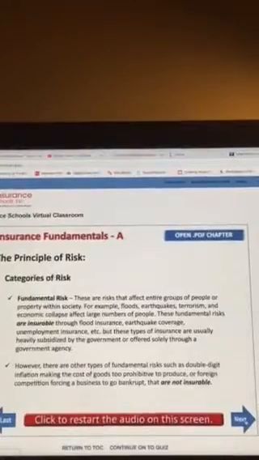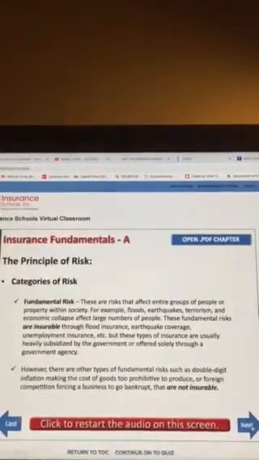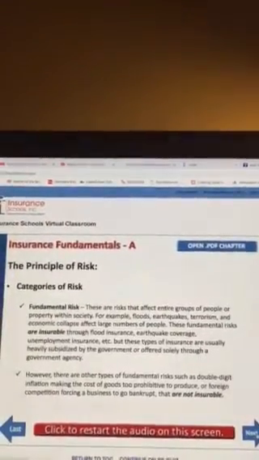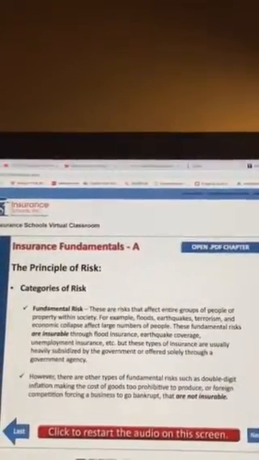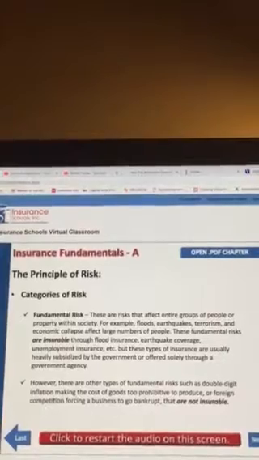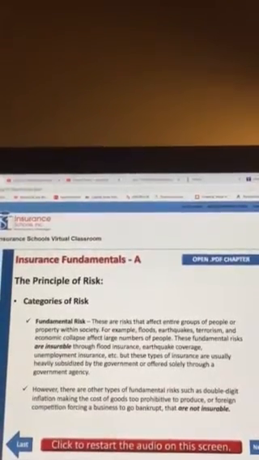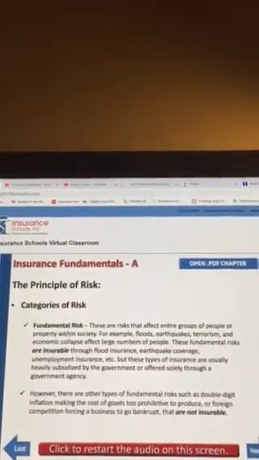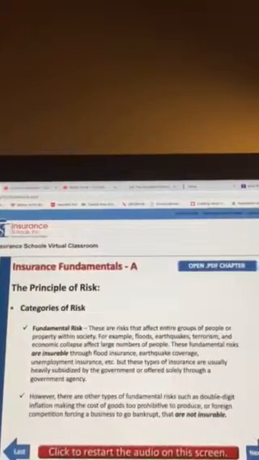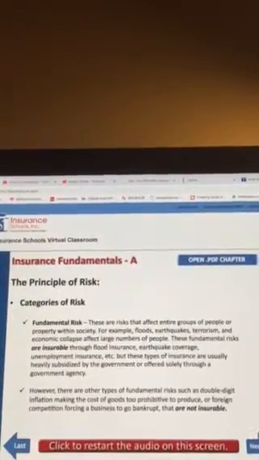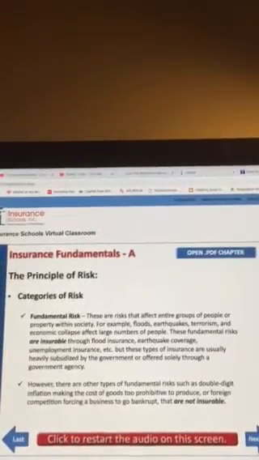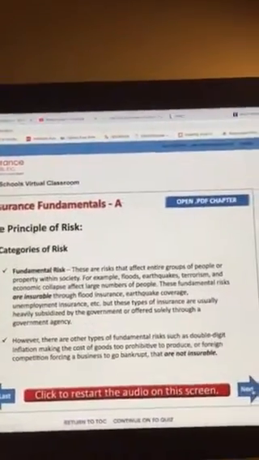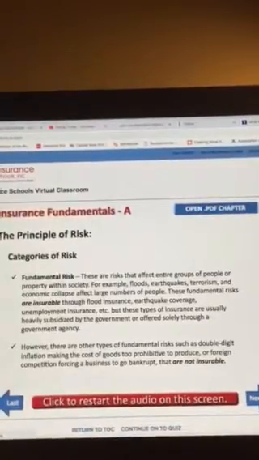Fundamental risks affect entire groups of people or property within a society. For example, floods, earthquakes, terrorism, and economic collapse affect large numbers of people. However, these risks can be catastrophic in nature, and would cause an insurance company to become insolvent if it was to pay the claims on such catastrophic losses. This is the reason that these types of policies are heavily subsidized by the government, or offered solely through a government agency. The subsidy allows these types of fundamental risks to be insurable.